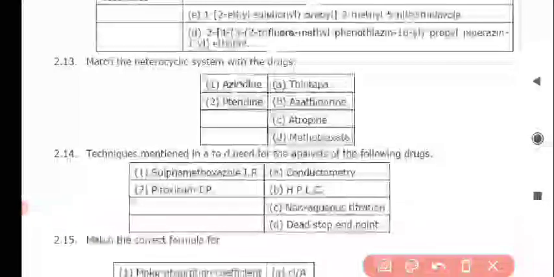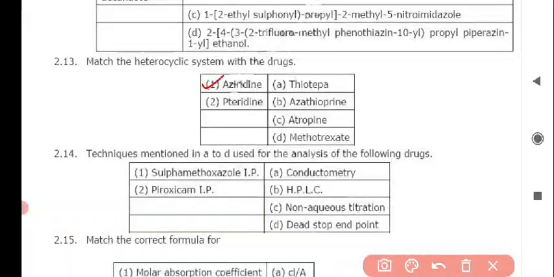So next question is match the heterocyclic system with the drugs. First is aziridine. For this, the correct answer is option A, that is thiotepa. And for the second drug, that is pteridine, the correct answer is option D, that is methotrexate.